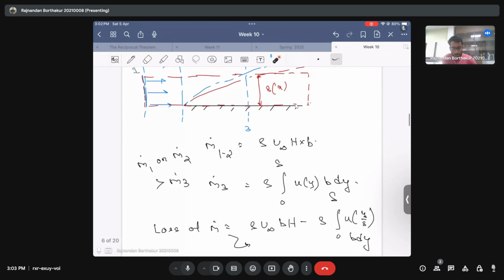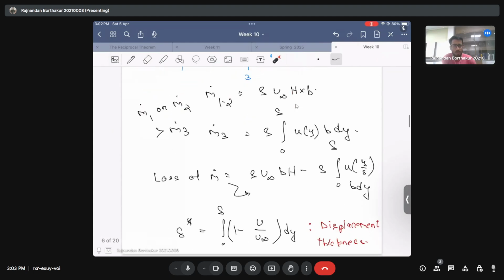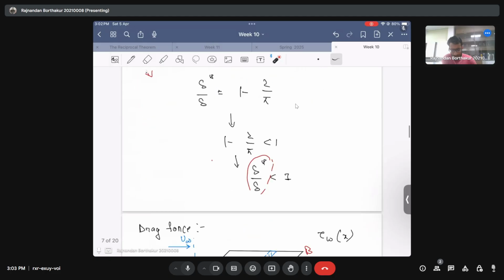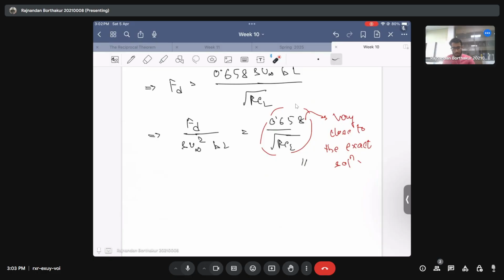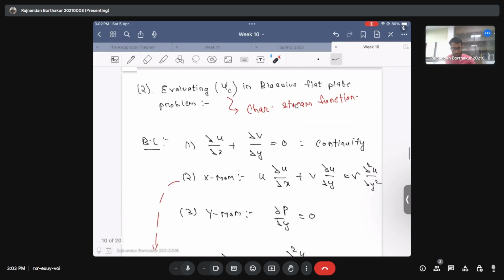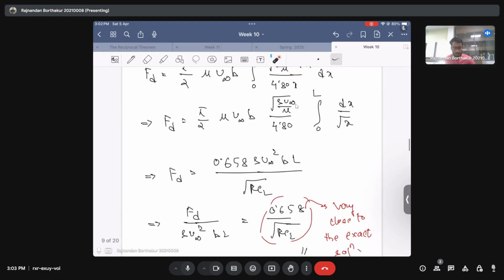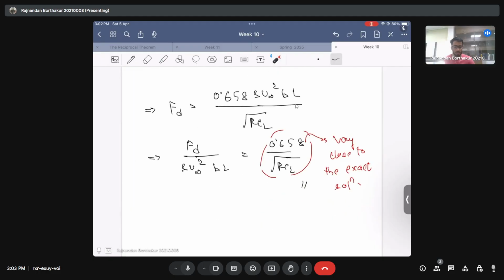And then we looked into something which is known as the displacement thickness. We looked into the definition of displacement thickness and subsequently calculated other quantities like the drag force. And we also saw that the drag force estimated using this approach also came very close to the results of Blasius's exact solution.